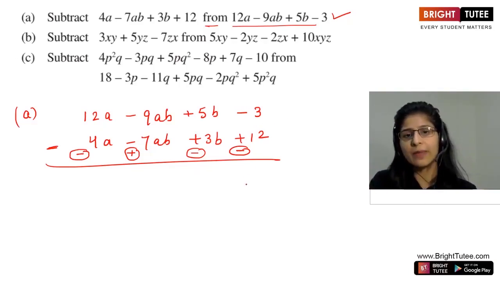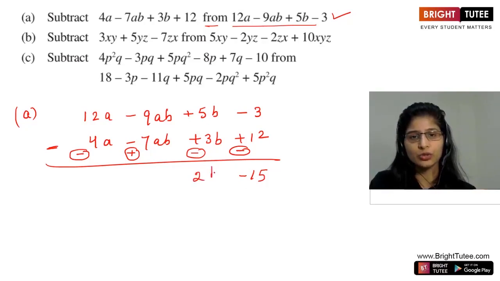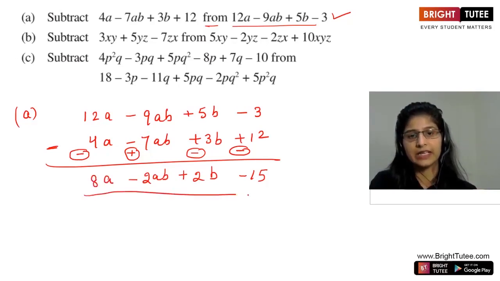Now see, minus 12 and minus 3, that is minus 15. So 5b minus 3b will give you 2b, and that 2 is of plus because 5 is greater here. Then minus 9ab and plus 7ab will give us minus 2ab. Sign is of minus because 9 is greater here. Then 12a minus 4a will give us 8a. 8a will be of plus because 12 is of plus, it is a greater number. So this will be the answer for the first part.